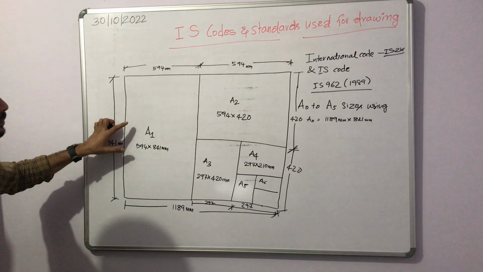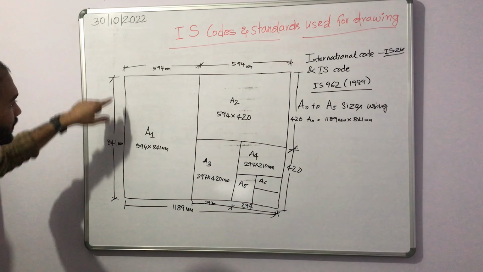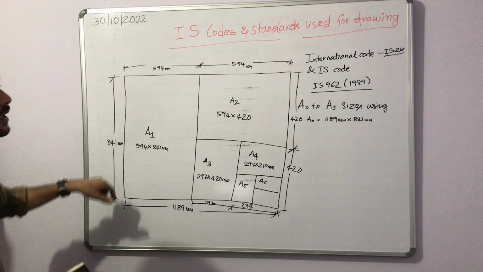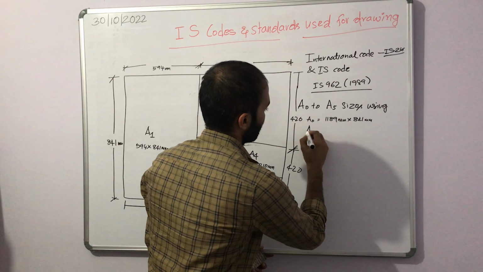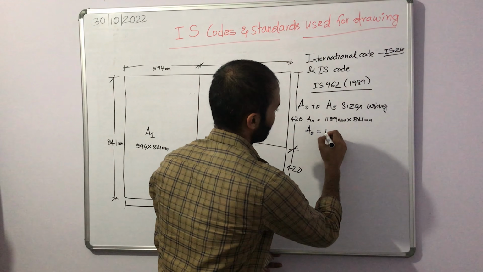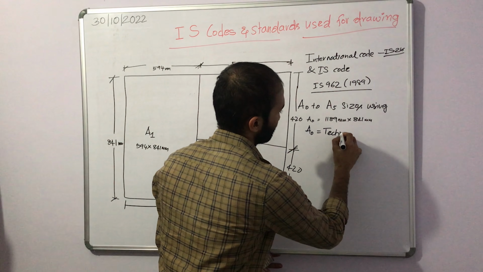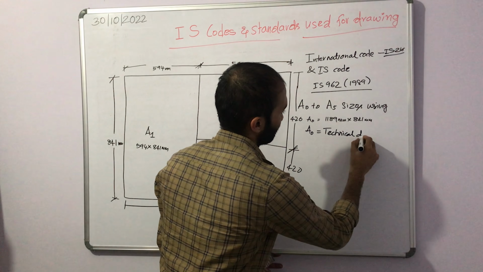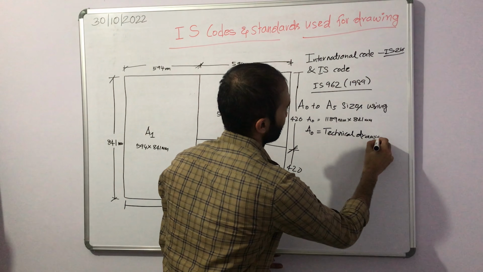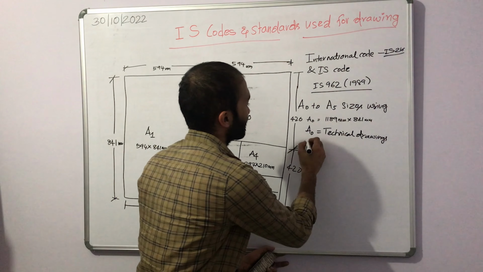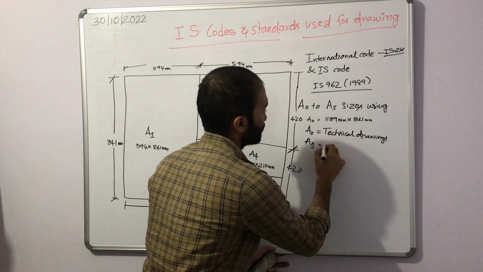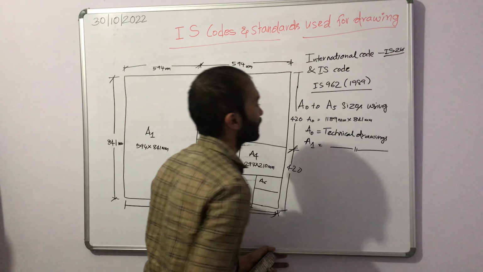So before A1, A0 is the overall biggest size. We majorly use A0 for technical drawings. So A0 represents technical drawings. Okay, the next is A1. A1 is also almost the same and represents technical drawings.